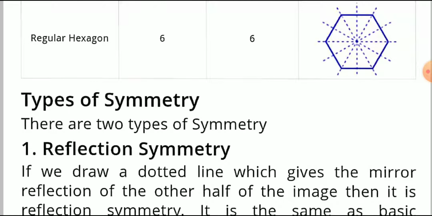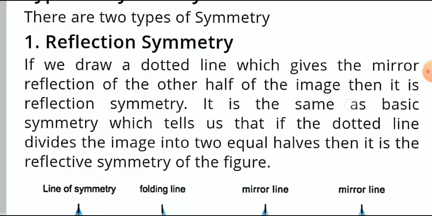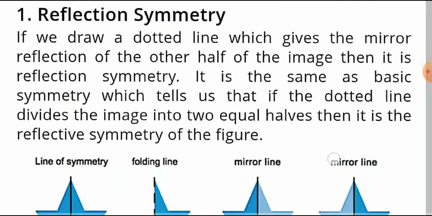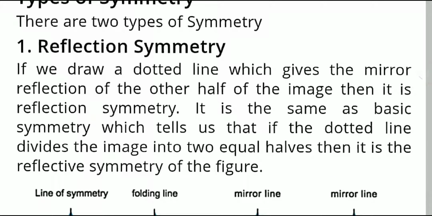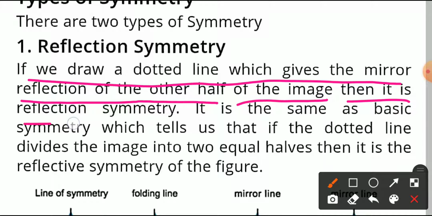Types of symmetry. Basically, here we have two kinds of symmetry. First is reflection symmetry, and second one is what? Rotational symmetry. Here, first I'm going to tell you about reflection symmetry. If we draw a dotted line which gives the mirror reflection of the other half of the image, then it is called reflection symmetry. That means the first half looks like the mirror image, in the sense of the opposite, of the other. So it is reflection symmetry.